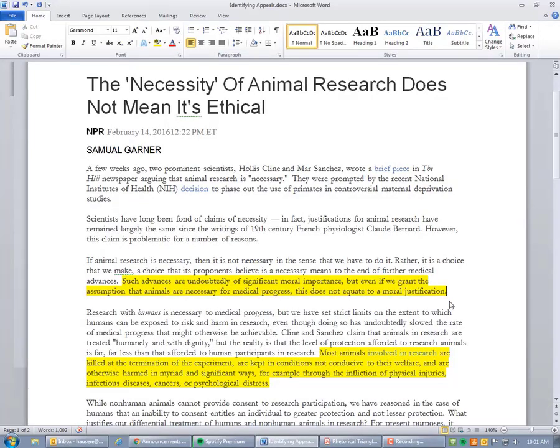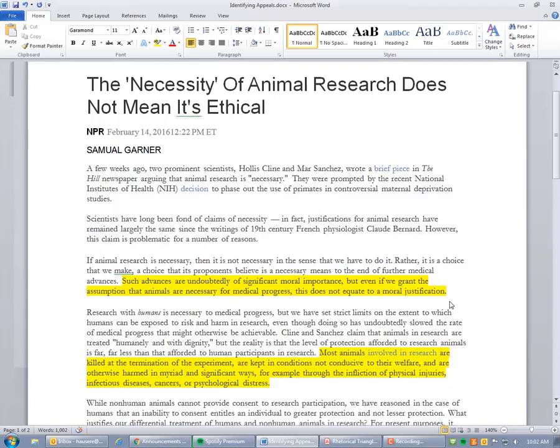Such advances, medical advances, this author means Samuel Garner. Such advances are undoubtedly of significant moral importance. But even if we grant the assumption that animals are necessary for medical progress, this does not equate to a moral justification. So what this author is saying is that while animals have contributed to the advancements in science, or medical advancements specifically, just because that's happened does not mean that animal testing and animal research is moral or ethical. So that's the overall argument.